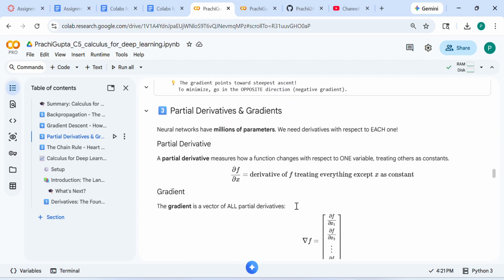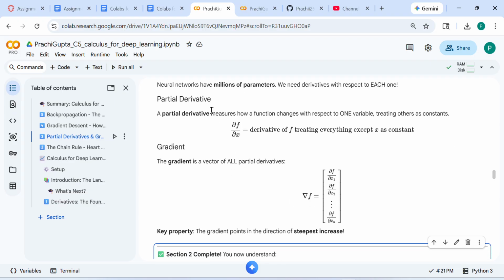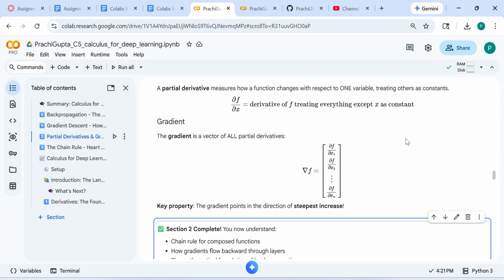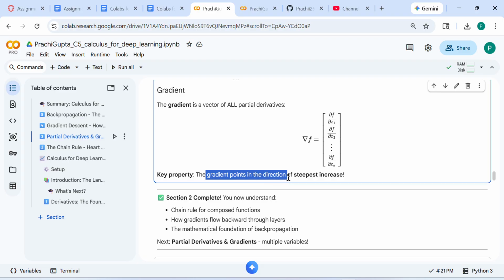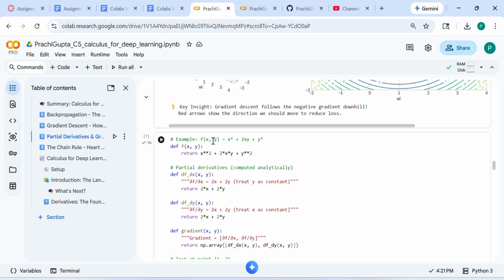So basically, in a neural network, there are millions of parameters, and we need the derivatives with respect to each one. So we use partial derivatives. A partial derivative is a measure of how a function changes with respect to one variable, treating the others as constant. We can define it as df by dx, the derivative of f treating everything except x as constant. And the gradient is a vector of all the partial derivatives. The key property here is that the gradient points in the direction of steepest increase. We'll go through it and see the code for what we are doing.